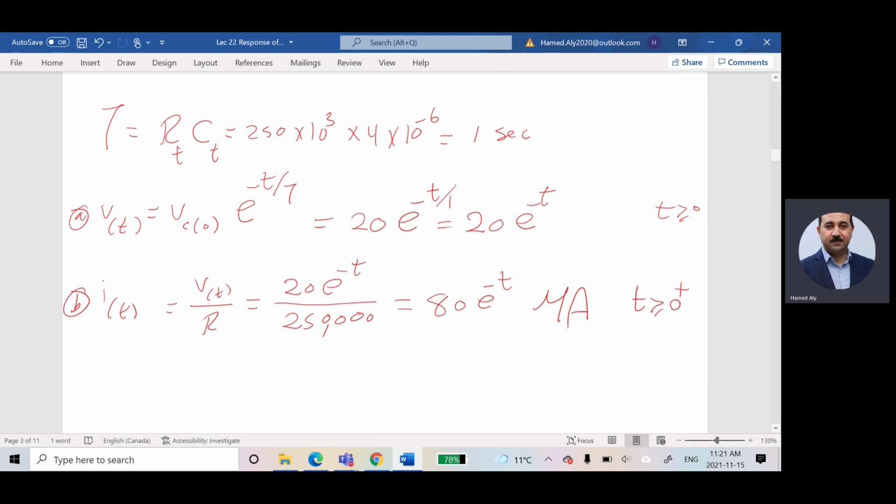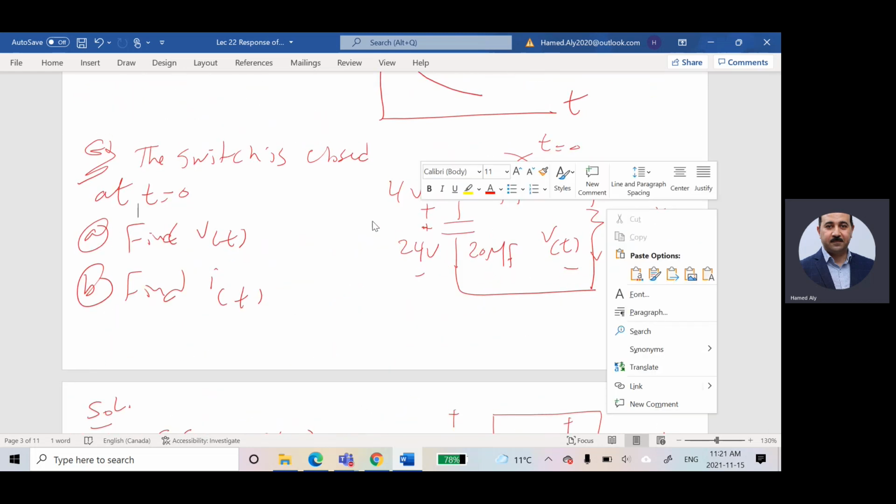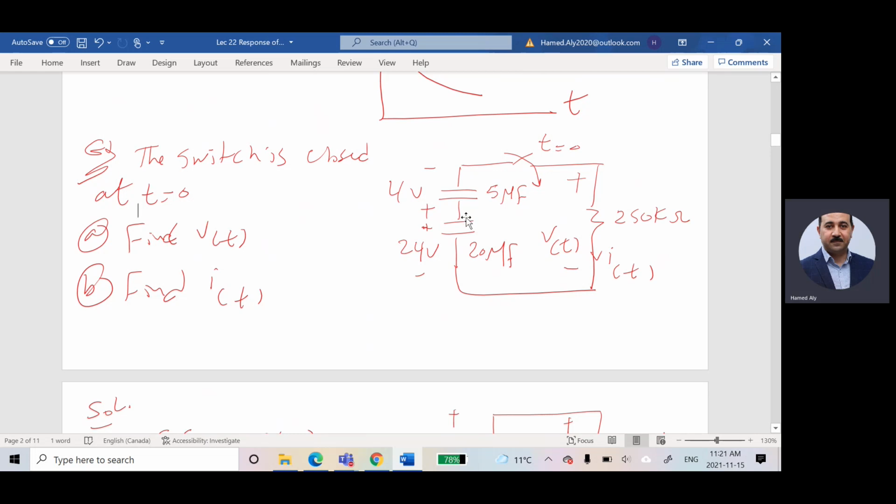I can ask you also to calculate the voltage across 5 microfarad or the voltage across 20 microfarad. That's okay. How to find the voltage across 5 or 20? Should I distribute the voltage by using the voltage divider? Did we study something like that? No, we didn't study distributing the voltage using the voltage divider. So how to calculate the voltage across 5 microfarad or 20 microfarad?